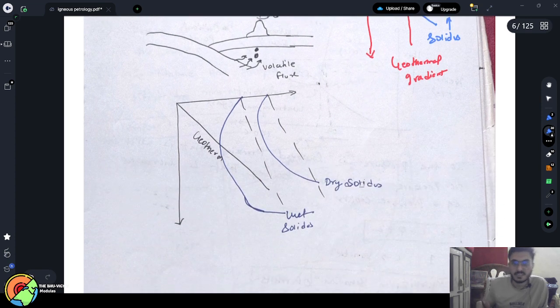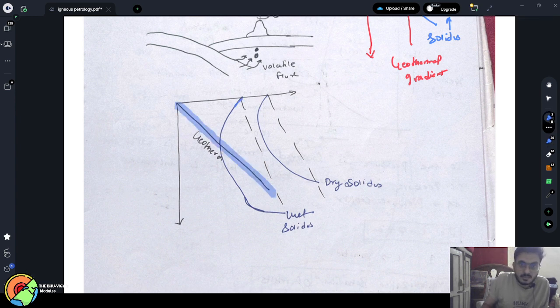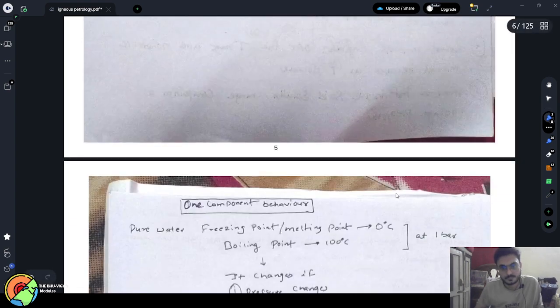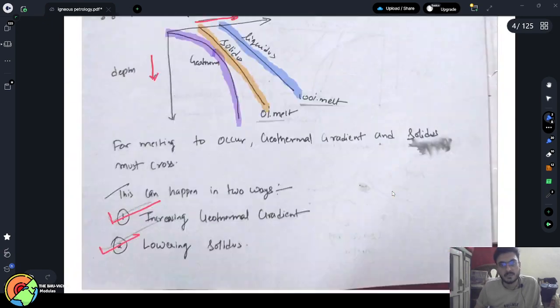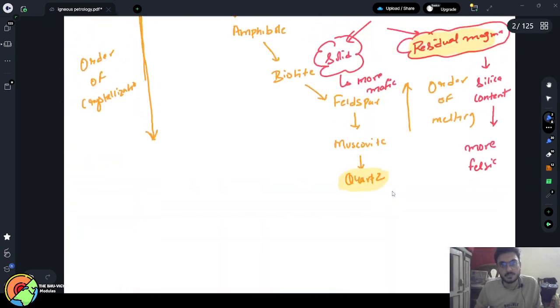Now in this graph we can see this is our normal geothermal gradient here, and here the solidus has reduced. Okay, so this is the temperature here and this is the depth. So here the solidus is reduced. This is the original solidus curve. So here we have completed our topic, that is generation of magma.